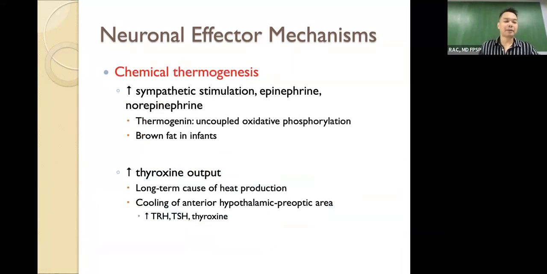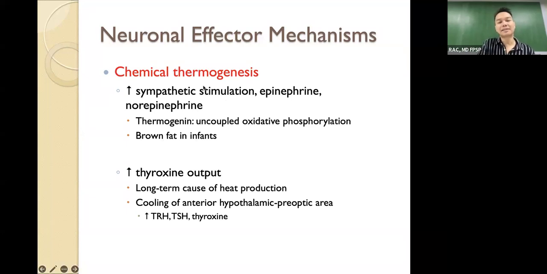Now, for chemical thermogenesis, several substances, particularly hormones, will control the metabolic rate of our body, no? Primary to this would be the thyroid hormone. So the thyroid hormone is responsible for long-term heat production because it controls the metabolism of cells. Now, other hormones or other substances can also control our body temperature, no, via regulating metabolism. So, of course, you have your catecholamines, growth hormones, etc.